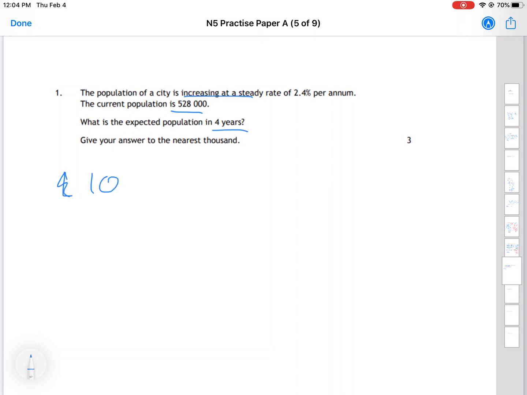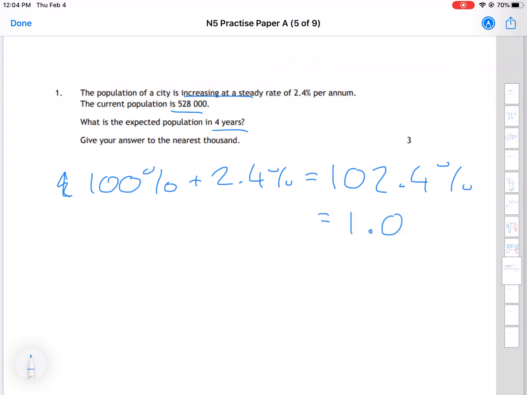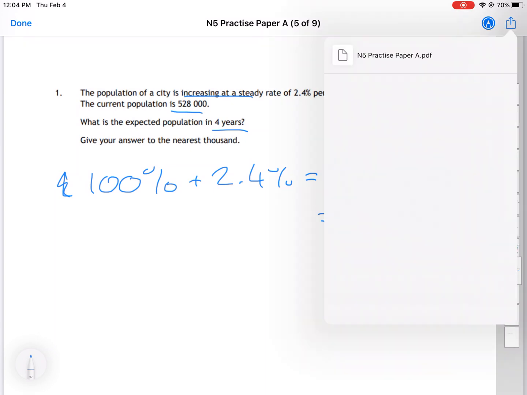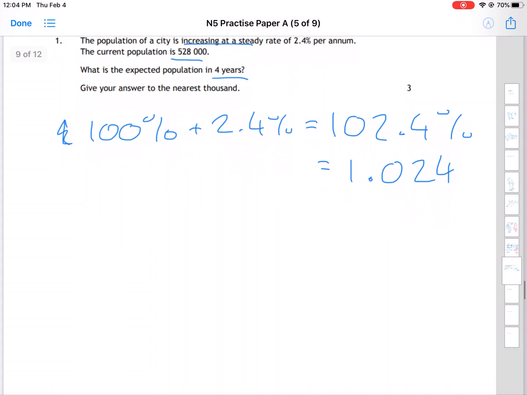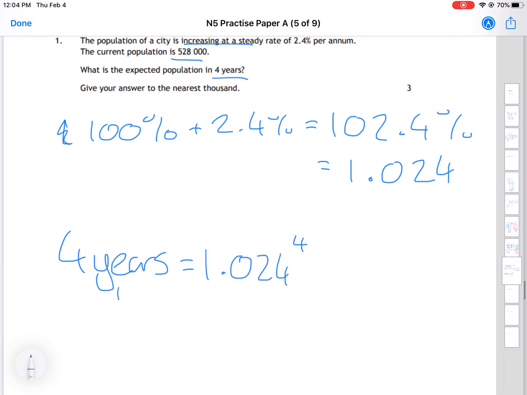So first thing to do is 100%. What's been done to the 100%? We are adding on 2.4%, making it 102.4%. Changing this to a decimal gives us 1.024. That's our first step for these increase, decrease percentage calculations. Then we are looking to take this over 4 years. So we take our decimal, 1.024, we raise it to the power of 4, and we times it by our original. So 528,000.